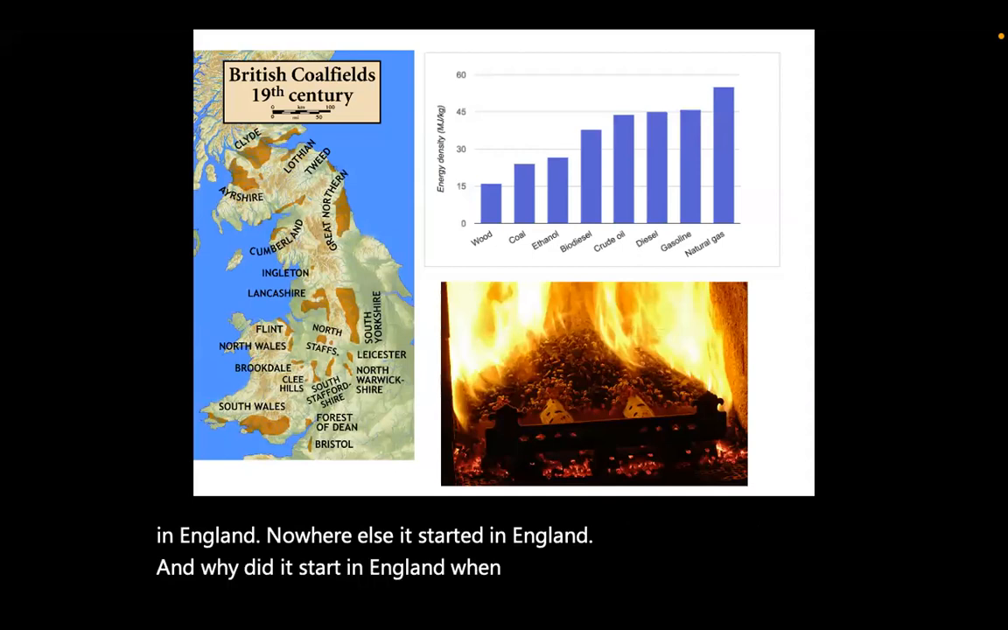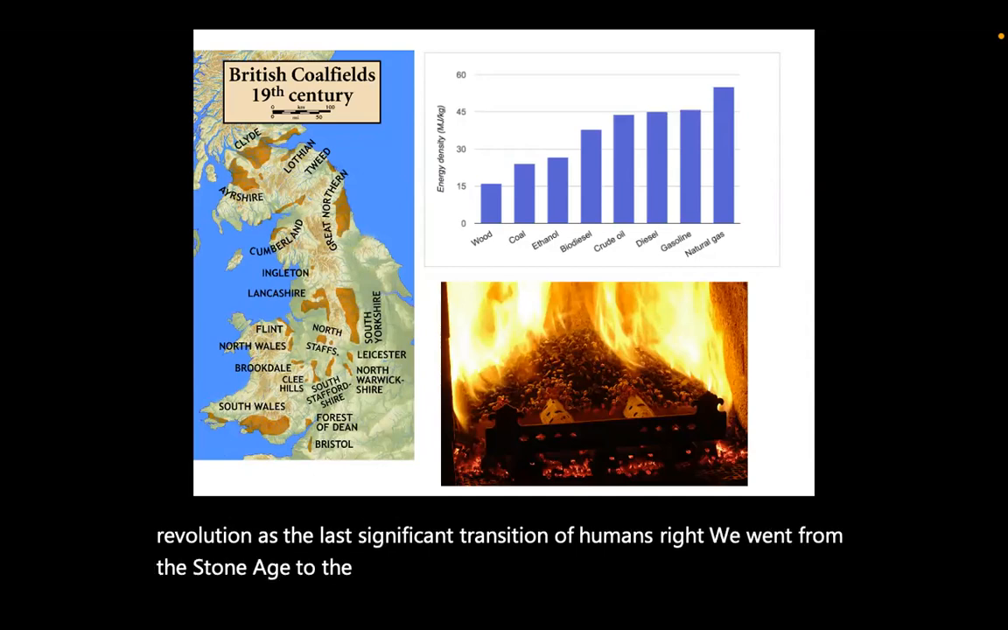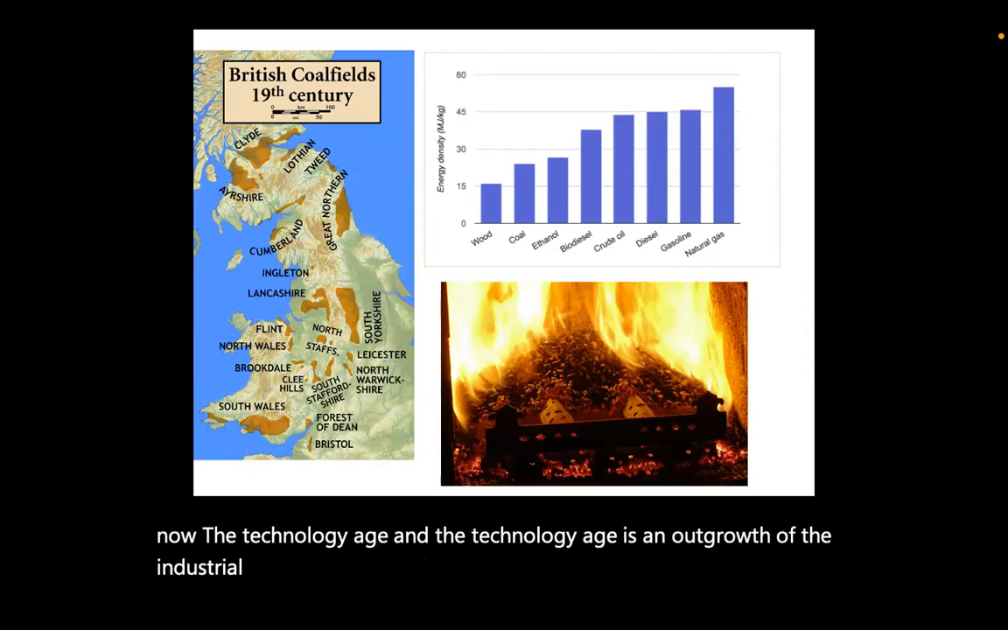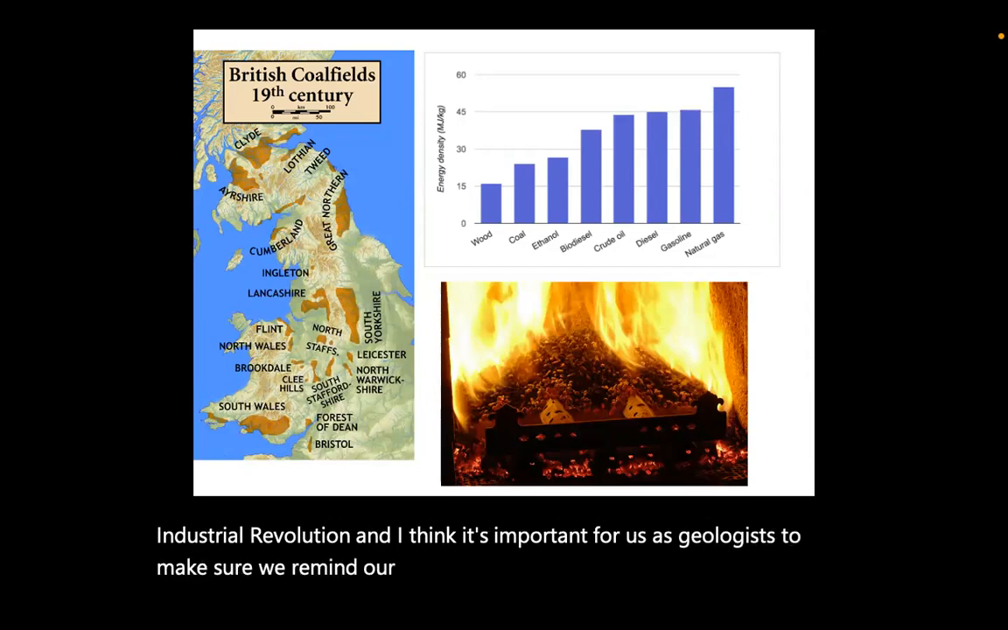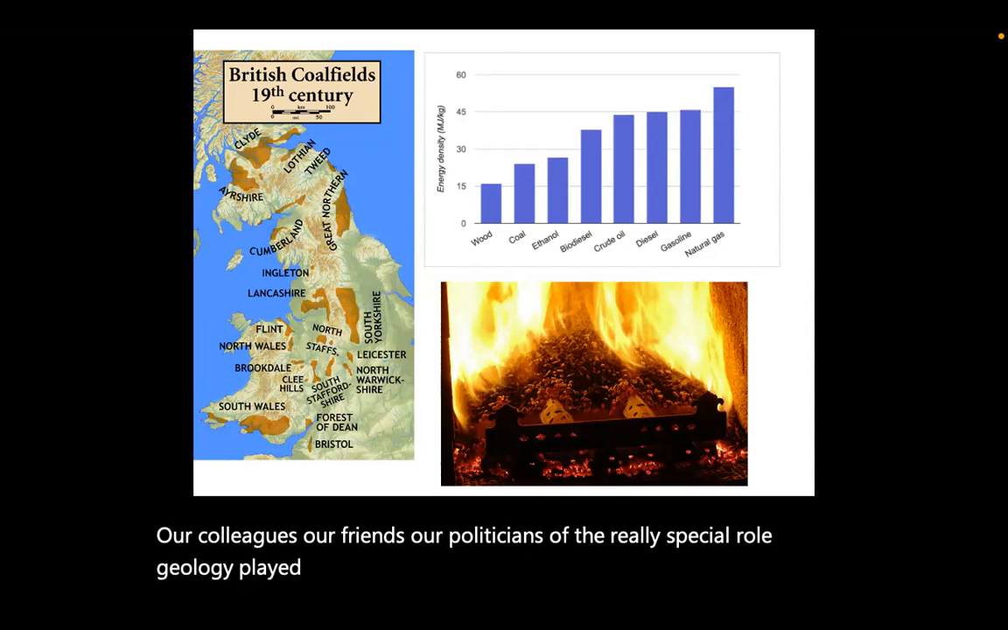When we think about the Industrial Revolution as the last significant transition of humans, we went from the Stone Age to the Copper Age to the Bronze Age to the Iron Age to now the Technology Age. And the Technology Age is an outgrowth of the Industrial Revolution. And I think it's important for us as geologists to remind our students, our colleagues, our friends, our politicians of the really special role geology played in how and why and where the Industrial Revolution started.